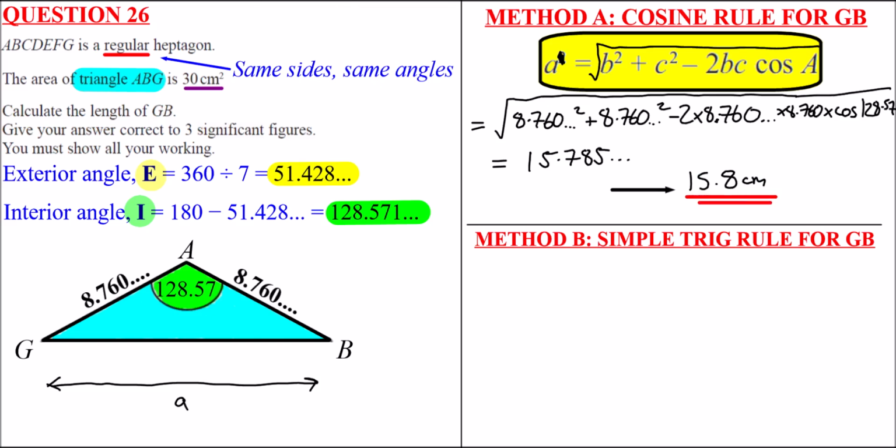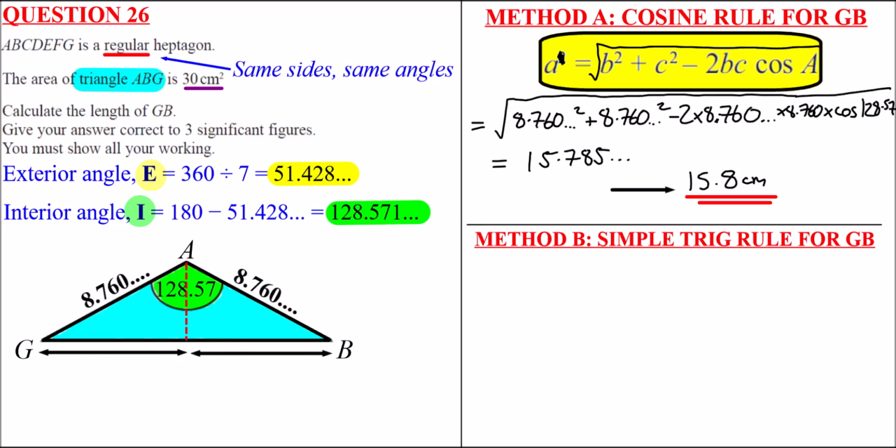Another way we could have done this would have been to have used more simple trig for GB. So if I just clear this off now, I'll talk you through a different method, not relying on the cosine rule. So what I'm going to do here is consider this triangle split into two. It's isosceles, so it has a line of symmetry. So if I were to just draw in this line of symmetry here, and then consider that G to B can be split into two different parts. One half here, from G to directly below A, and the other half from directly below A all the way to B.